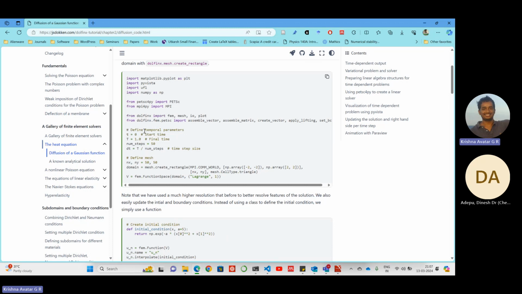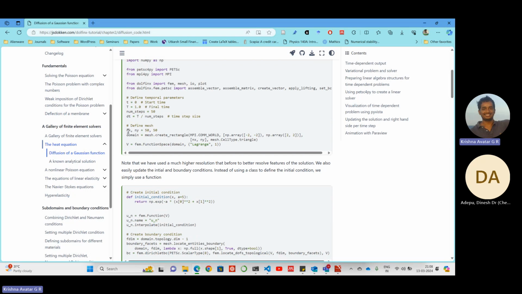At t is equal to 0 will be the start time, and capital T indicates the final time. And the number of steps that was chosen is 50. So based on that, we can construct our time step size. Now we'll define our mesh. We take the number of cells along both x and y directions to be 50 each. And then we create this rectangle.